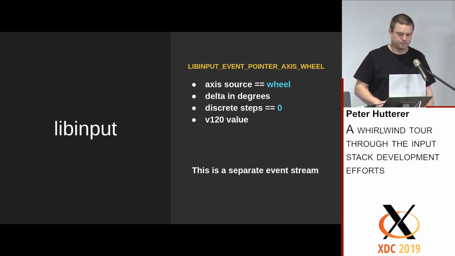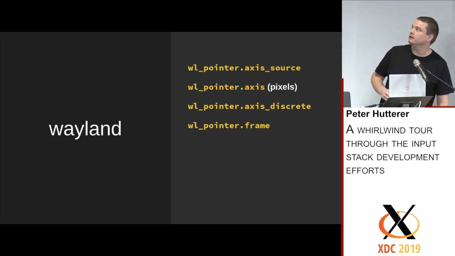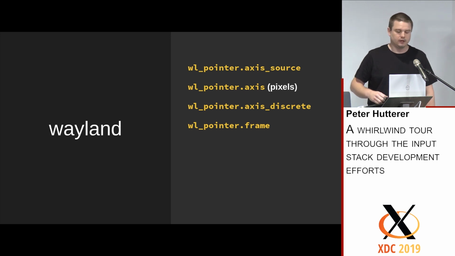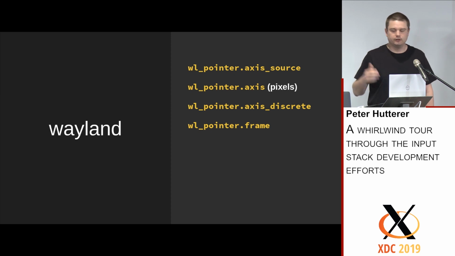Fairly trivial to do. This is currently sitting on a branch. It works. It's not been merged into master yet. For Wayland, because that's the next level where we have to support it, should look roughly familiar. Wayland scroll events are sent as WL pointer axis events, which has 3 bits of information. You got axis source, wheel, finger, and so on and so forth. You have an axis value, which is in pixels, surface pixels, and you have axis discrete.